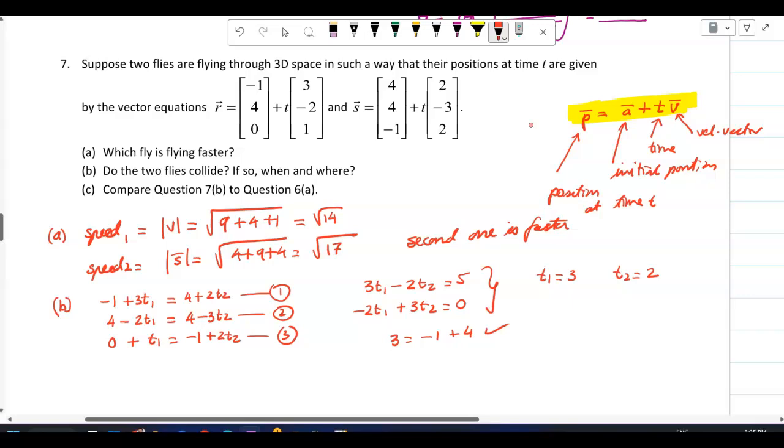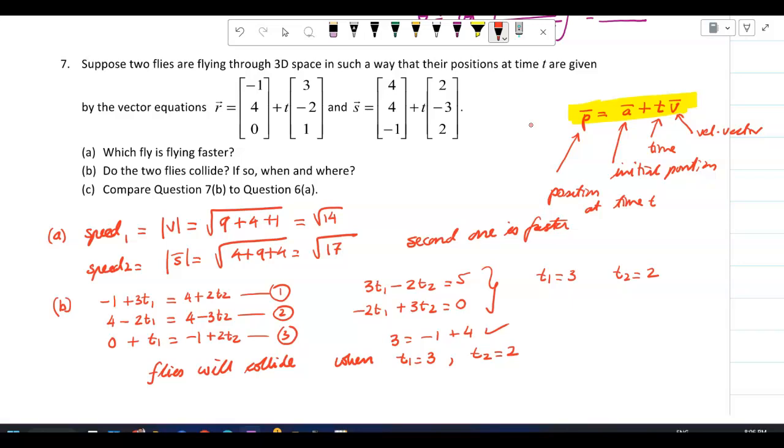So they won't collide. No, oh, yes, they will collide. It means they'll be at a common point at this time. So the flies will collide. Now when will they collide? When t1 is equal to 3, the time of flight for the first fly is 3 seconds, whatever units, and t2 is 2 units. So the first fly has been in flight longer compared to the second one. And where will they collide? You substitute that into x, y, z.